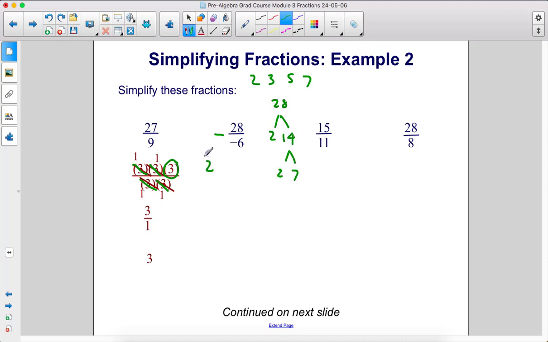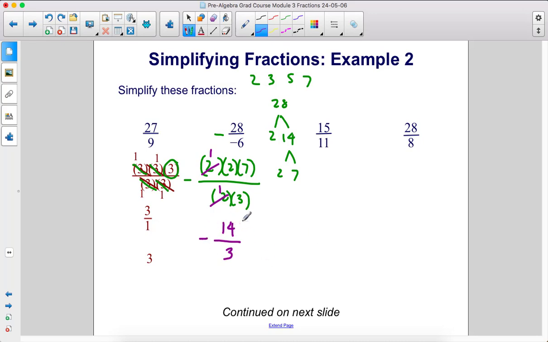So we have 2 times 2 times 7 divided by 6, which is 2 times 3. Don't forget that negative sign. Now canceling. We can only cancel this 2 and that 2. Those become 1s, right? So we are left with 2 times 7, which is 14, over 3. Bring that negative sign down. The answer is negative 14 over 3.